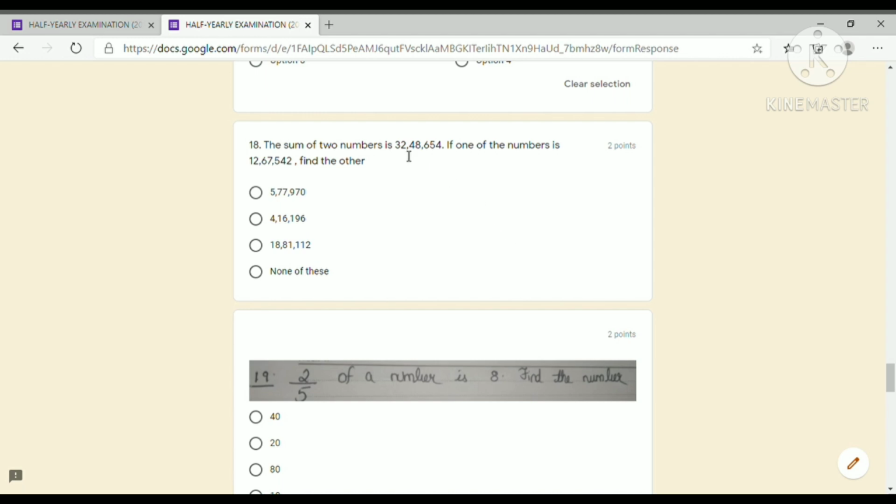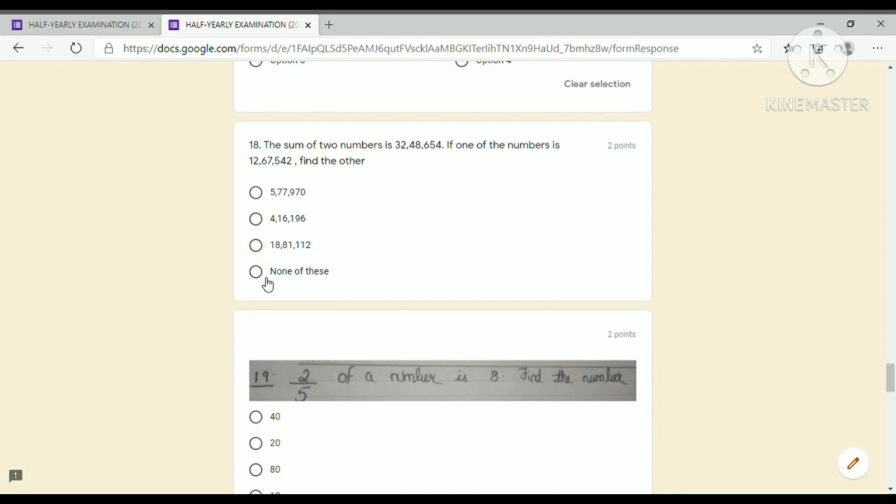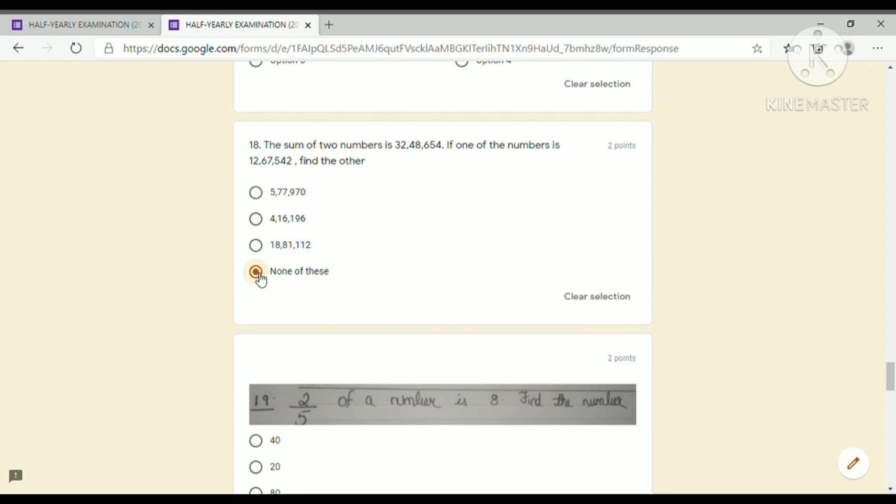Now when we subtracted 32 lakh 48,654 minus 12 lakh 67,542, we got the answer 19,81,112. Okay, but the options here are 5,77,970, 4,16,196, and the third option is 18,81,112. Since it is not matching any of the options, none of these is the correct answer.